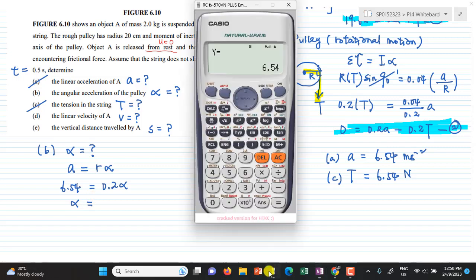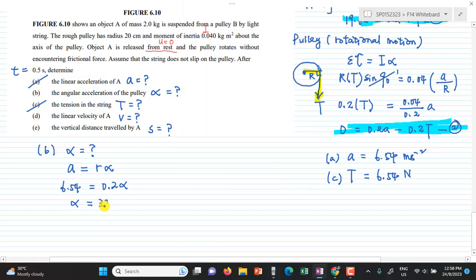So my alpha will be 6.54 divided by 0.2. So I get my angular acceleration will be 32.7 radian per second squared. Okay, then I have solved question B.